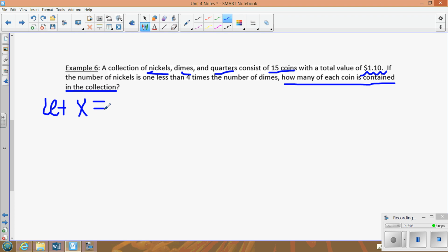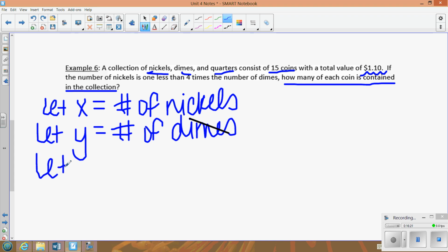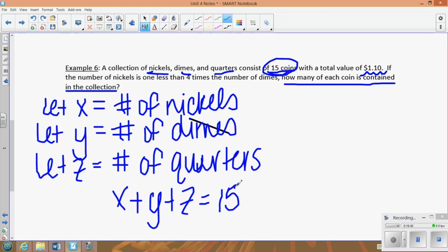So let's let x equal the number of nickels. Let's let y equal the number of dimes. And let's let z equal the number of quarters. So this is going to be a 3 variable system, which means 3 equations. So my first scenario is I have 15 coins total. So that means when you add all of these up, it has to equal 15 because there's 15 coins.